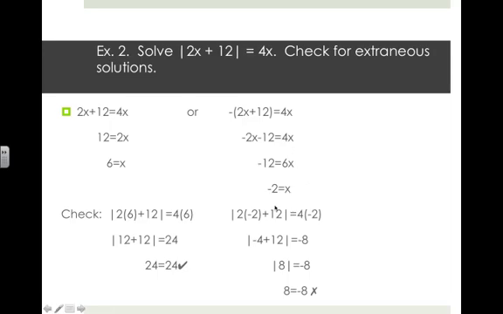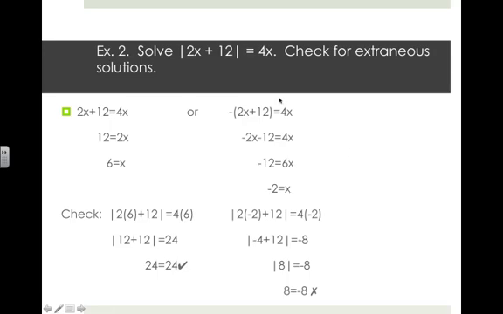Over here, we plug in negative 2 everywhere we see x. So we have absolute value of 2 times negative 2 plus 12 equals 4 times negative 2. 4 times negative 2 is negative 8. Inside our absolute value signs, we have absolute value of negative 4 plus 12. So absolute value of 8 equals negative 8, which means we're saying 8 equals negative 8, which is false. So the only solution that works is 6. We've got to reject the negative 2.